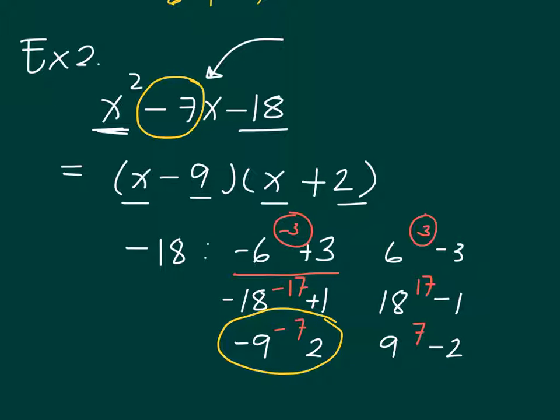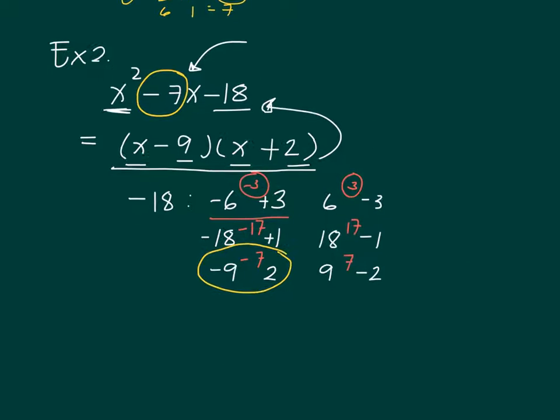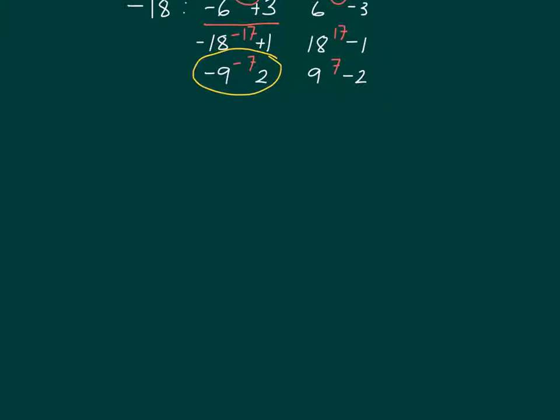So that's how you factor. You can always check: multiply the binomial factors and hope that it will result back to x squared minus 7x minus 18. See? So that's how you factor an expression like this. Let's take one more example, something with a negative and a positive. Okay, example number 3.